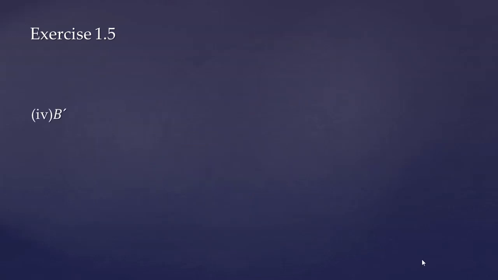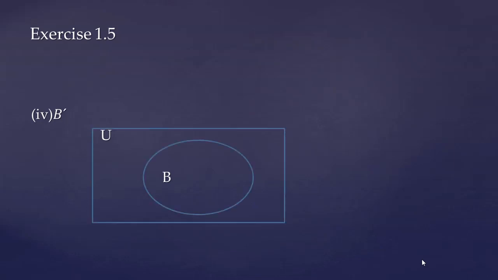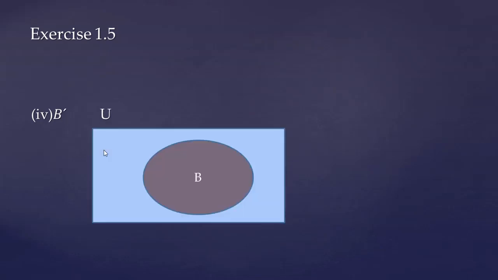We have to shade B complement. In this diagram, you are given set B, which is a subset of the universal set U, and this shaded region represents B complement.